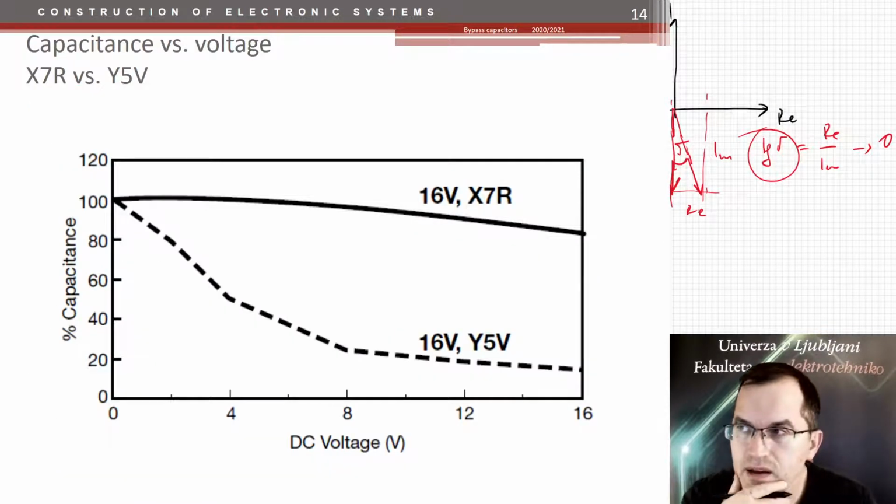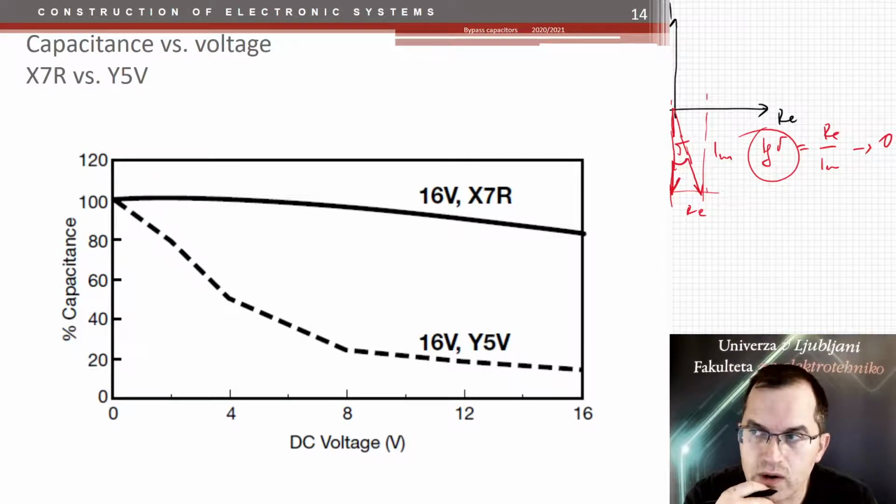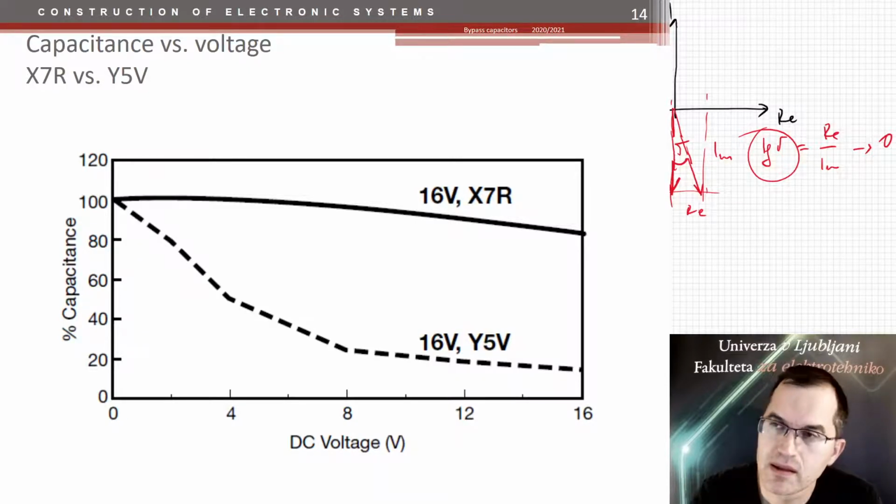If you compare X7R and Y5V versus the DC voltage, you see a big difference in capacitance. So be careful.